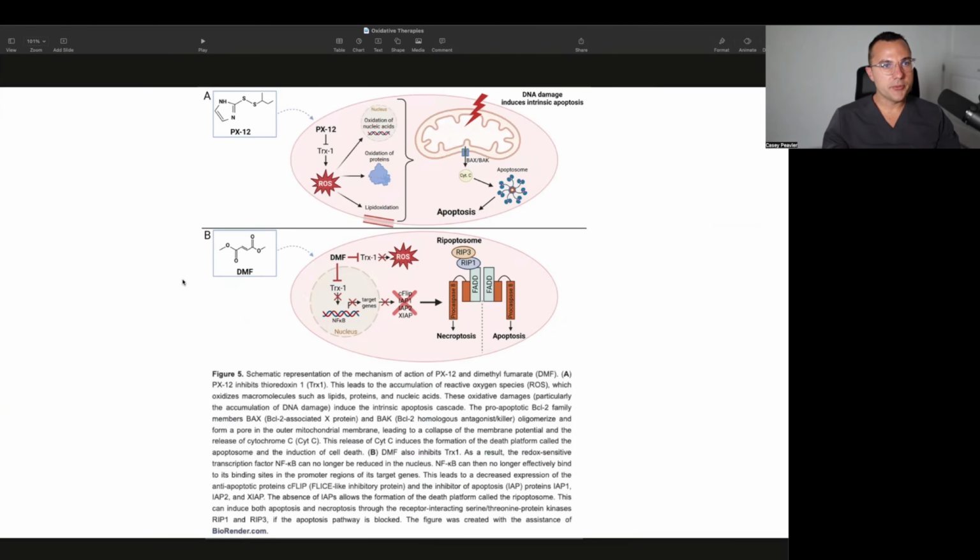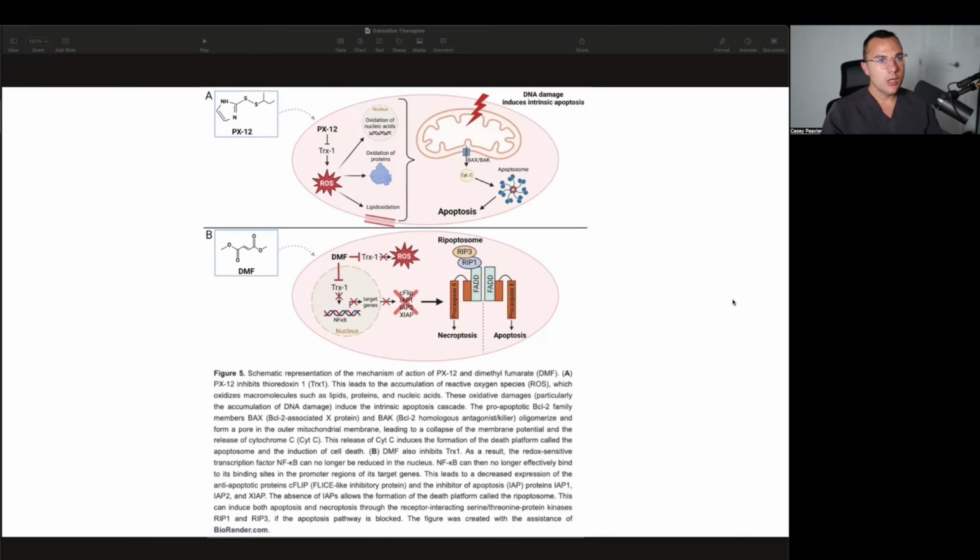The pro-apoptotic BCL2 family members, BAX, BCL2 associated X protein, and BAK, BCL2 homologous antagonist killer, oligomerize and form a pore in the outer mitochondrial membrane, leading to the collapse of the mitochondrial membrane potential and release of cytochrome C. This release of cytochrome C induces the formation of the death platform called the apoptosome and the induction of cell death. In the second picture, B, DMF also inhibits TRX1.